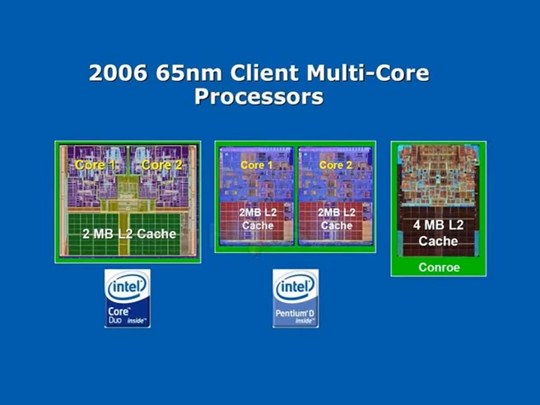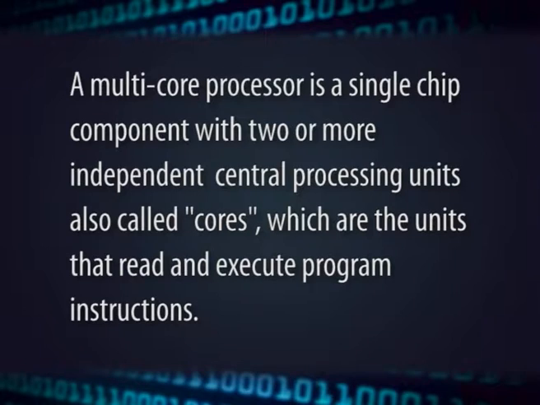Multiple core implies that the single chip contains more than one central processing unit. One central processing unit is termed as one core. A multi-core processor is a single chip component with two or more independent central processing units, also called cores as explained earlier. The cores are the units that read and execute program instructions.